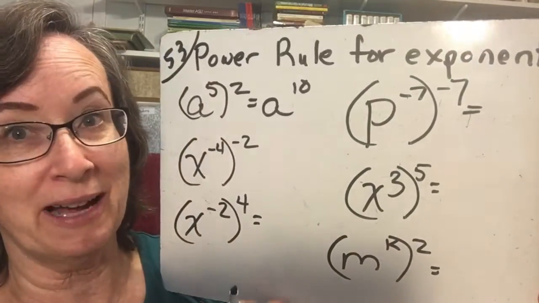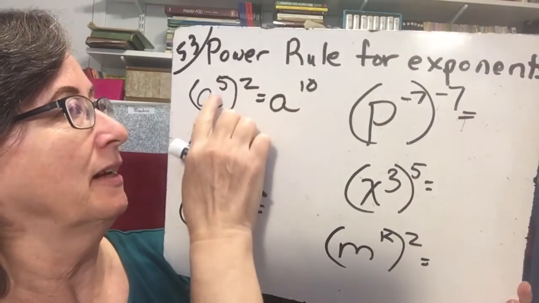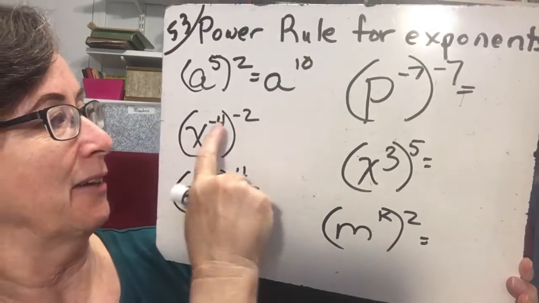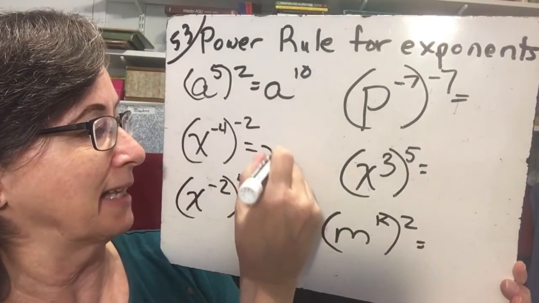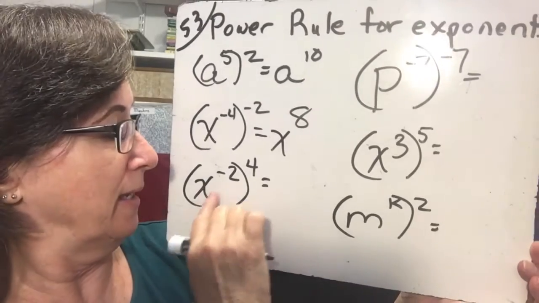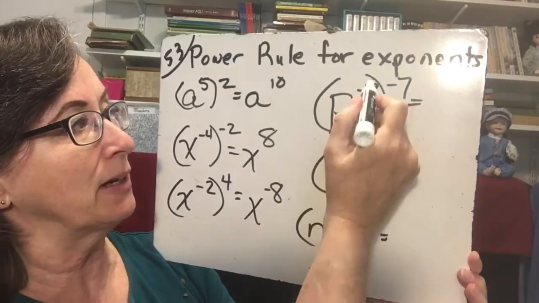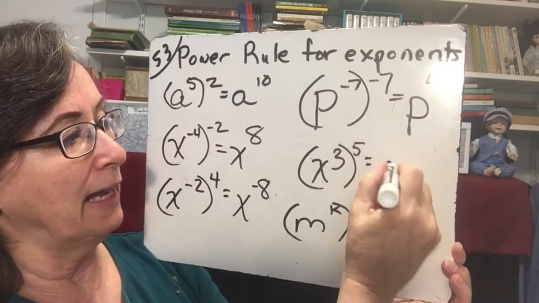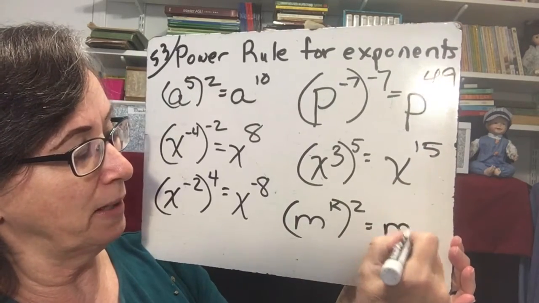So now let's do some work with those. Okay, so let's go on with some more practice. So a to the 5 raised to the 2, 5 times 2 is 10, so it's a to the 10. So this one, x to the negative 4 raised to the negative 2, negative 4 times negative 2 is 8, so it's x to the 8. x to the negative 2 raised to the 4 is x to the negative 8, because all I'm doing is multiplying them together. This is going to be p to the 49 and x to the 15 and m to the 2k.